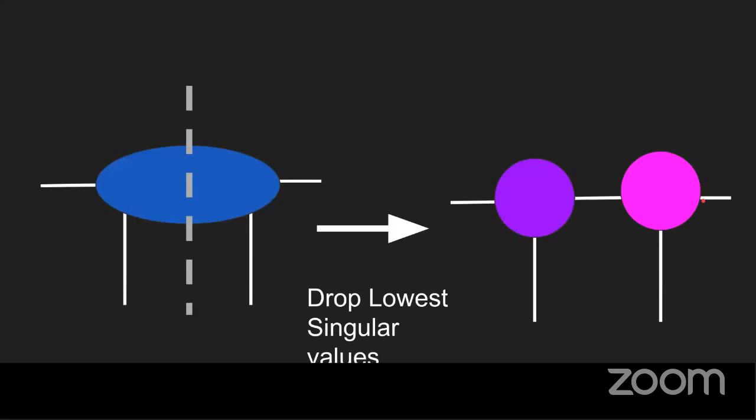When we update this guy with our gradients, the next thing we do is the same thing I described earlier: we take this node and split it using singular value decomposition, and we throw away all except for the largest singular values. We throw away all of the smallest singular values until this bond dimension is the same size as it was before.